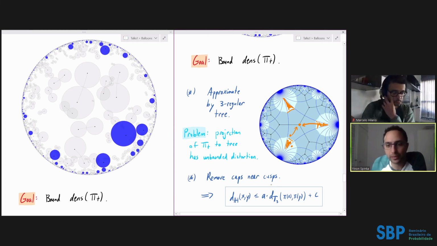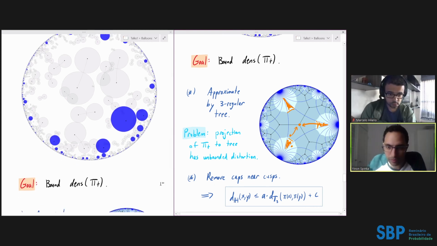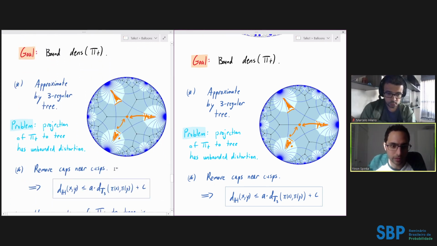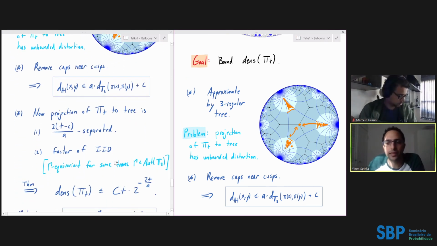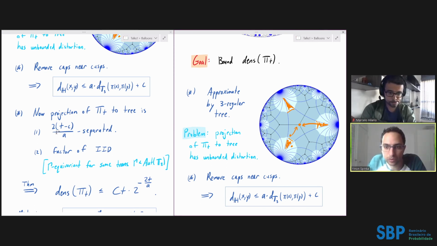And by doing this, we get bounded distortion. The hyperbolic distance between 2 points is at most a constant times the distance between the vertices corresponding to them, plus some constant. I'll tell you a bit about what this A and C are shortly. But now the proof goes through in the same manner. We project the point process to the tree after ignoring the points near the cusp. Because we have this bounded distortion now, we get a set of vertices on the tree which is nicely separated.